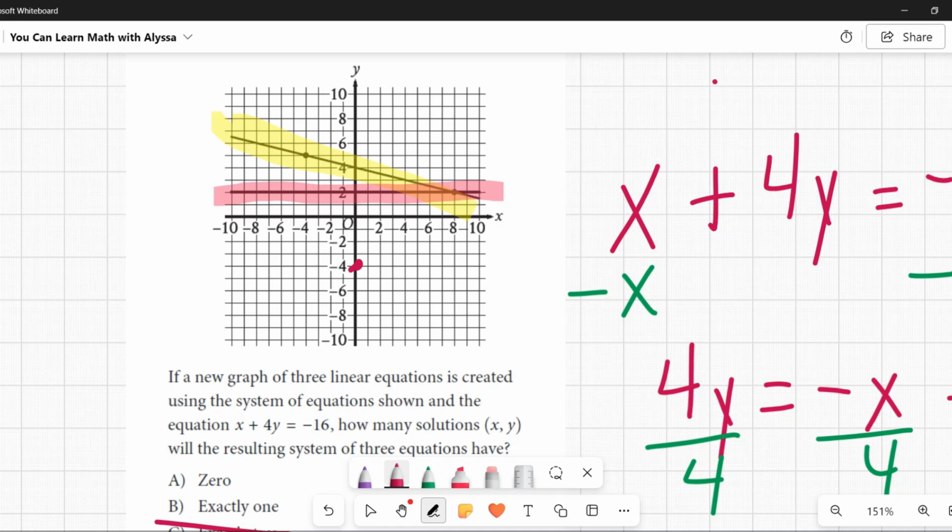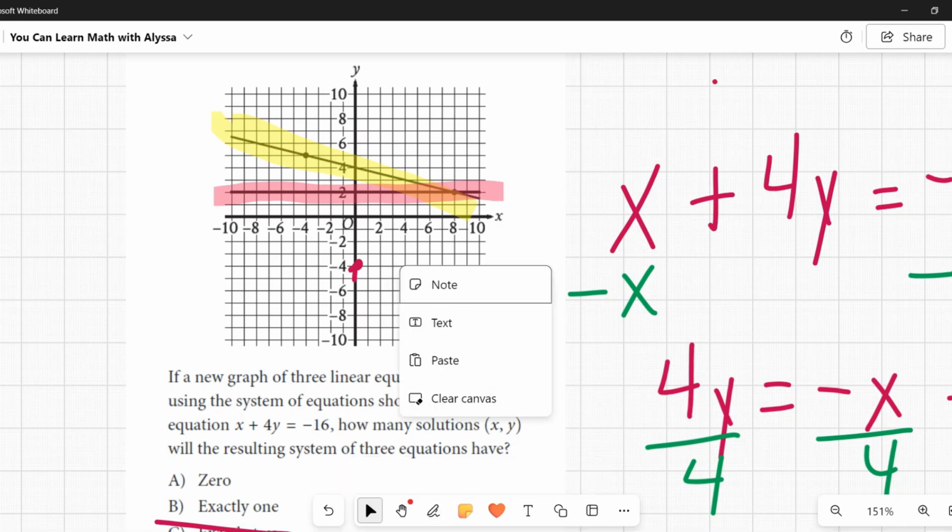So a negative, I know it's heading down this way. There's no way that line is going to come up here and hit that. It would have to be a positive slope. So if I want to draw it in to confirm, a negative 1/4 is rise over run. So I'd go down 1 and I'd go to the right 4. There's my other point.